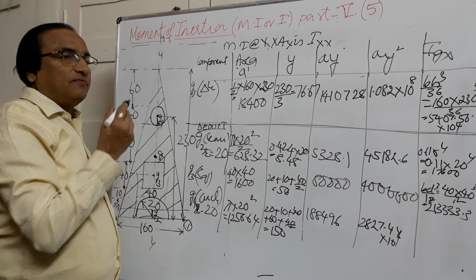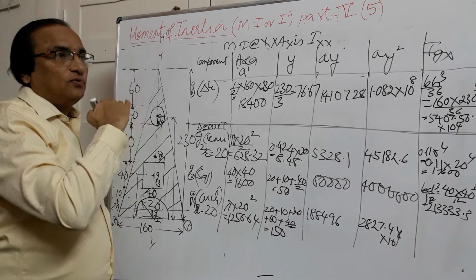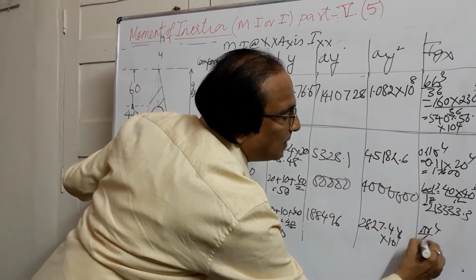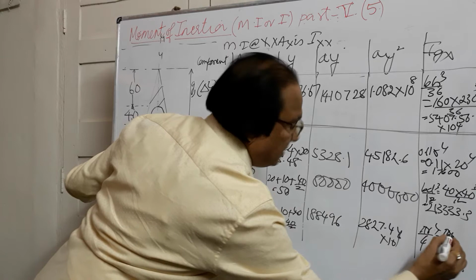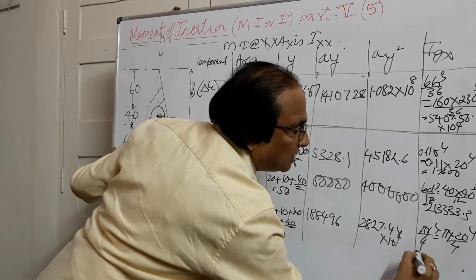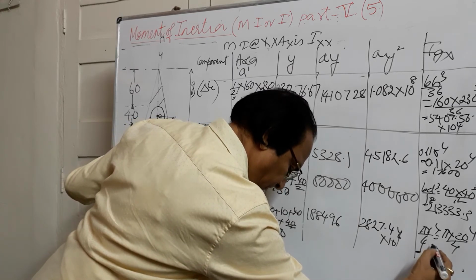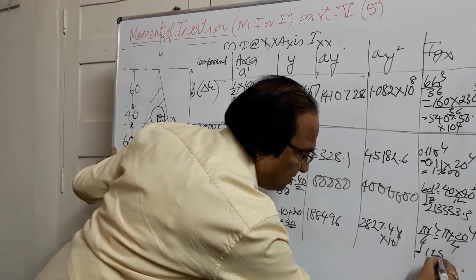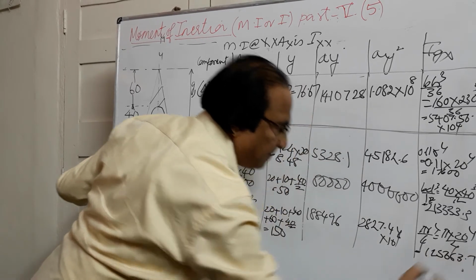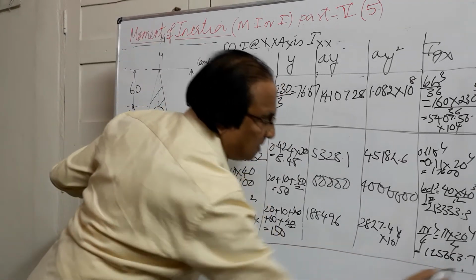Now coming to the moment of inertia of circle. Moment of inertia of circle is pi r raised to 4 divided by 4. So pi r raised to 4 by 4, this will be equal to pi into 20 raised to 4 divided by 4. Simplify this, you get 12566.7. Nothing to deduct here.